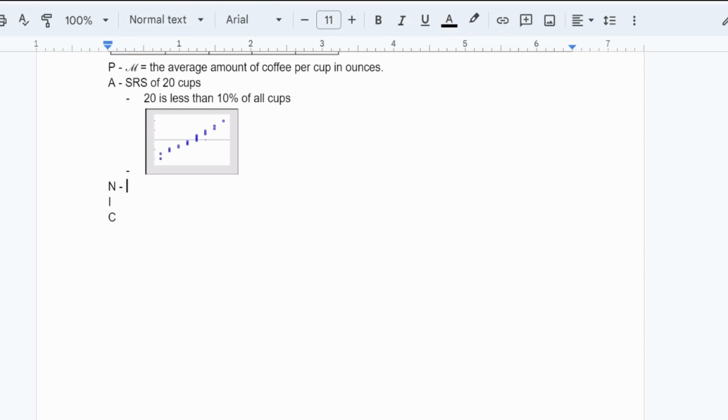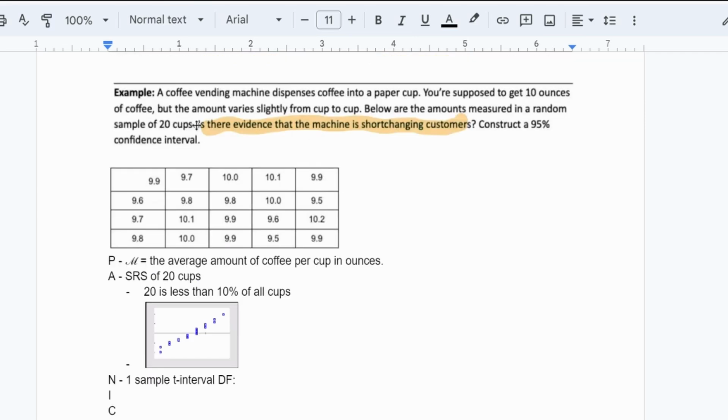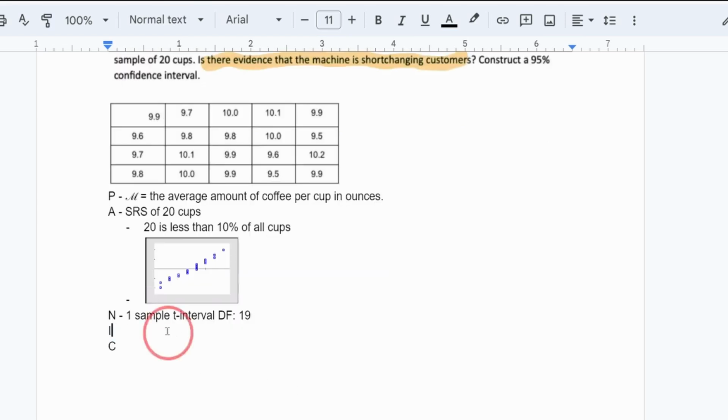And now we're on to the N, which is the name of the test. This test is called a one-sample t interval. And we also want to get the degrees of freedom. The degrees of freedom is the sample size minus 1. If we go up here, we find that the sample size is 20. So 20 minus 1 is 19. Now we're on to the I, which is the interval itself.